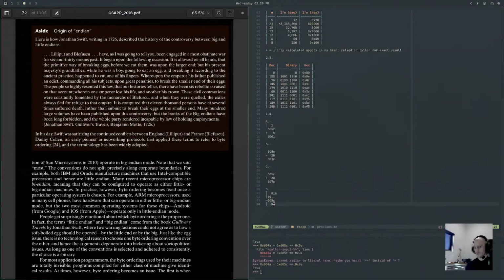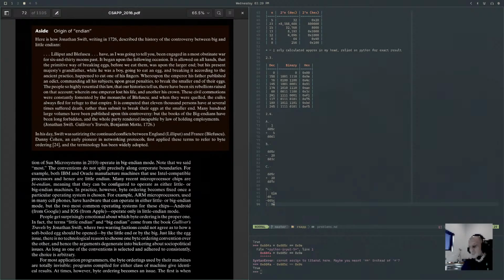For most application programmers, the byte ordering used in their machines is totally invisible. Programs compiled for either class of machine give identical results. At times, however, byte ordering becomes an issue. The first is when, well, we'll talk about that in a little bit here. Let's read the aside. Here is how Jonathan Swift, writing in 1726, described the history of the controversy between big and little endians.